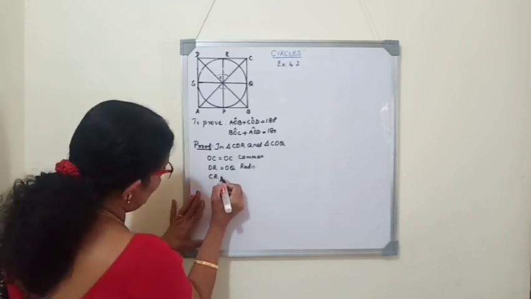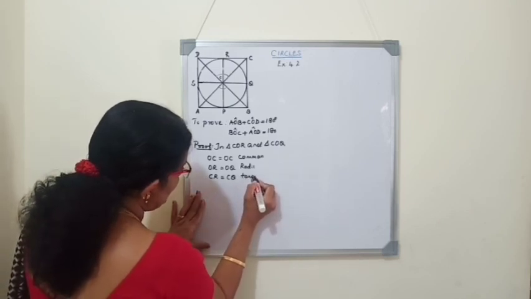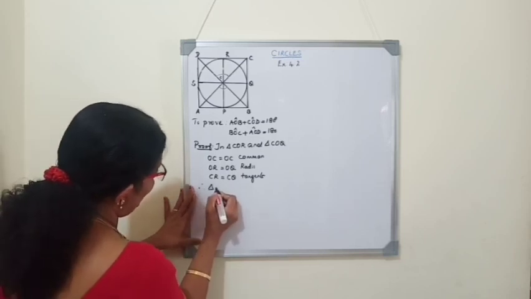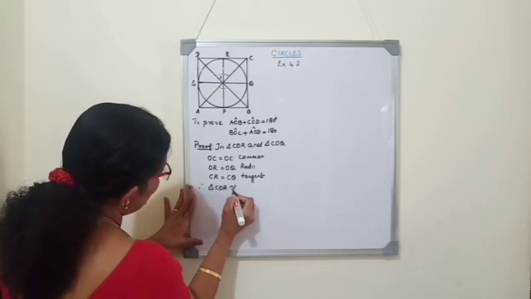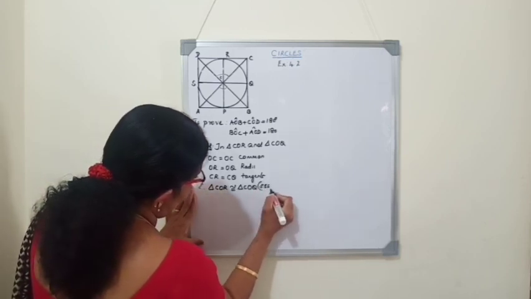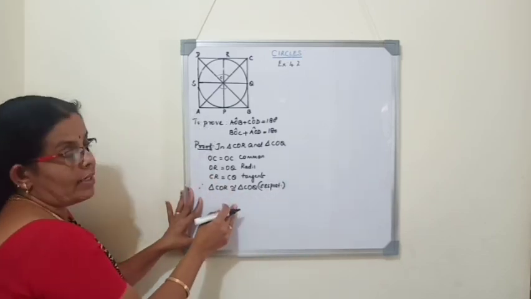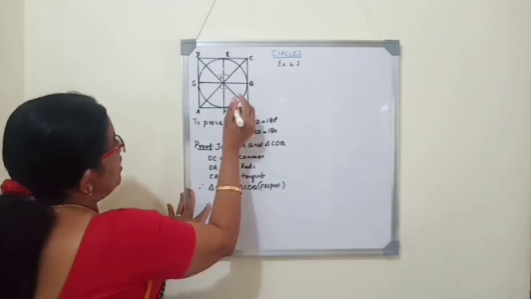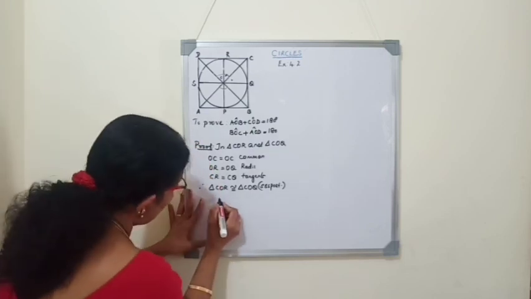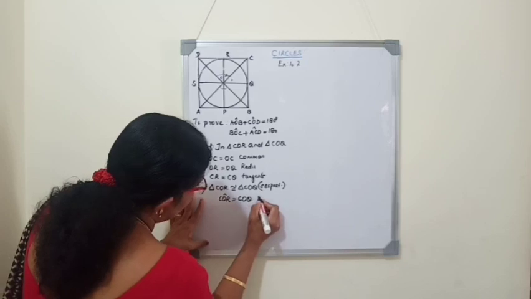What is CR and CQ? Tangents from the external point. They are equal, tangents. Therefore, these triangles are congruent. Triangle COR is congruent to triangle COQ by the SSS postulate. Now, once the triangles are congruent, the corresponding angles are equal. We'll write angle COR is equal to angle COQ by CPCT.